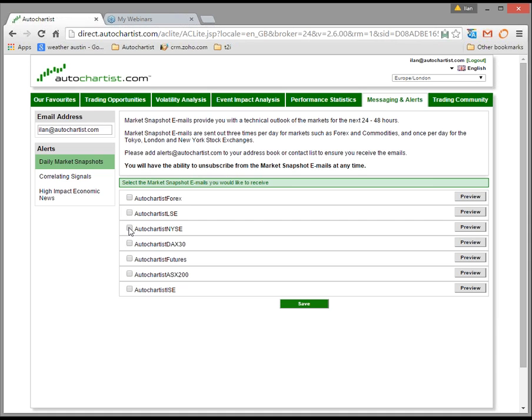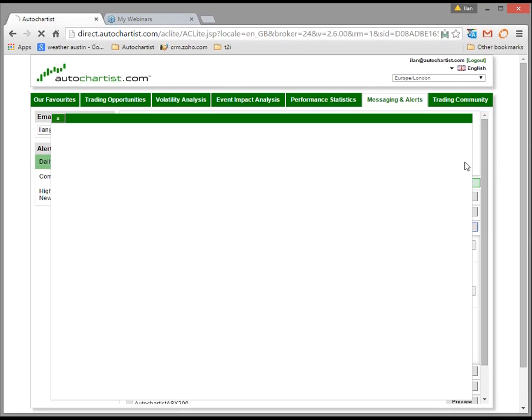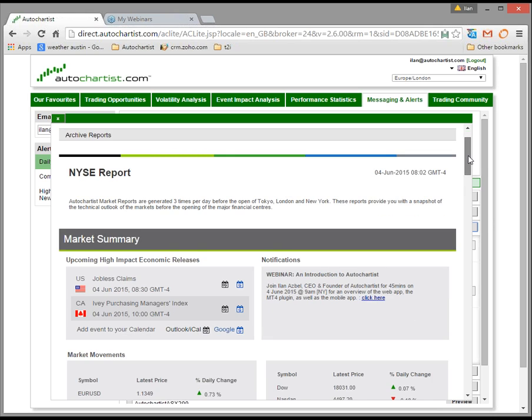So if you're looking at, let's say, the New York Stock Exchange, you can select whether you want to get the Asian session, European session, or US session. For the New York Stock Exchange, it wouldn't make sense to do anything other than before the open of the US session. You can choose the language in which you want your report, and you can have a look at what type of report you would get. And this report you would get in your email every day before the session opens.